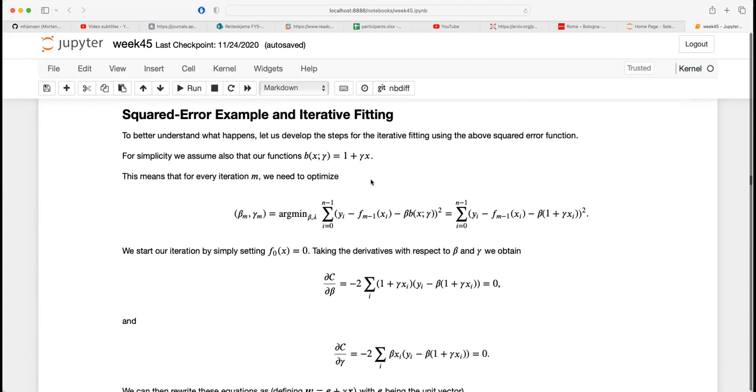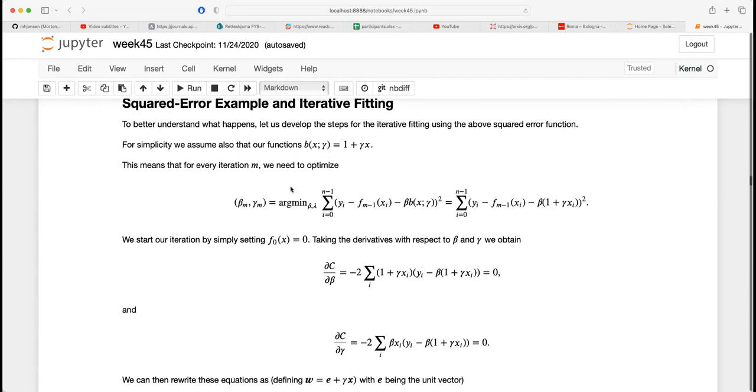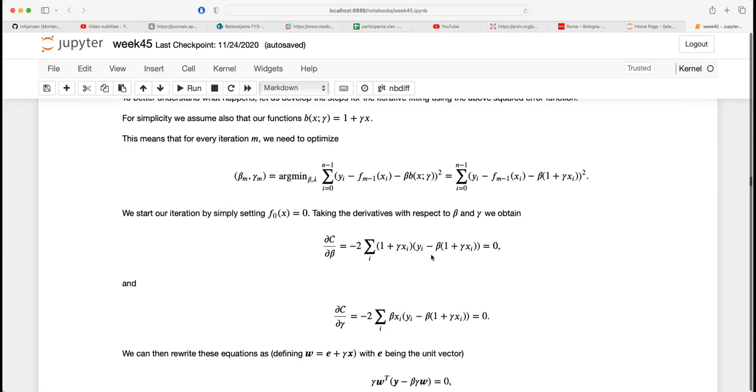And one of the examples we looked at last time was simply to assume that this function b was just a polynomial of first order x with an unknown parameter gamma. And then what we did was simply to optimize. So you start with the first optimization. This is the function you optimize. And that means you need to calculate these two gradients. One with respect to gamma and one with respect to beta.